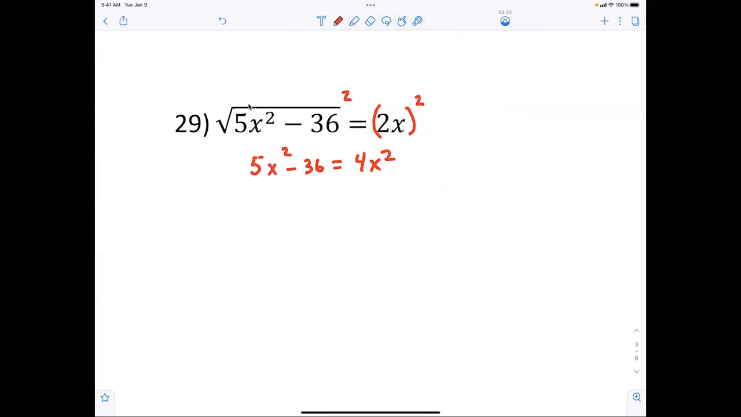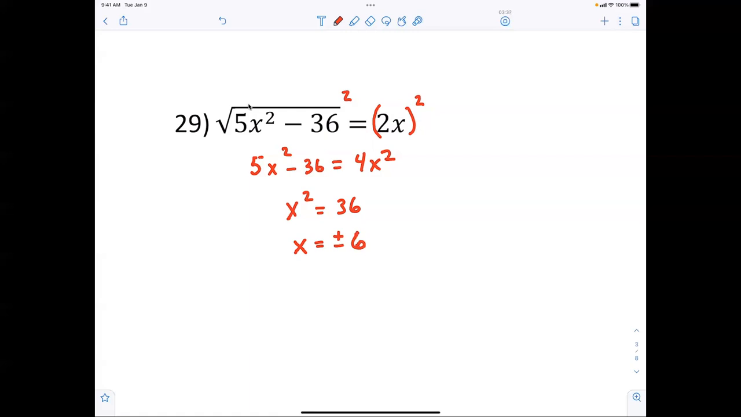Okay, now someone's got to tell me what? Could you just subtract 4x squared? Yep, and then move the 36, right? So look, see if you agree: x squared equals 36. Is everybody okay with x squared equals 36? Now, what can I do to both sides? Square root. So everybody should be able to tell me x equals plus or minus 6.